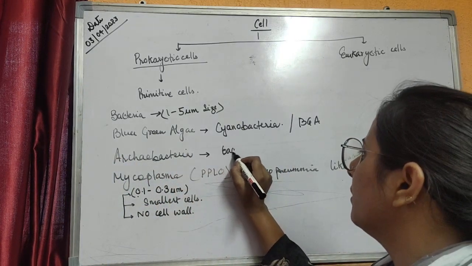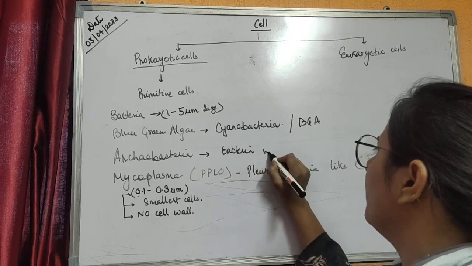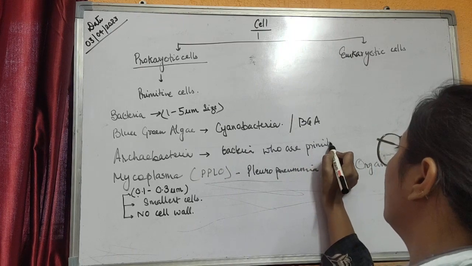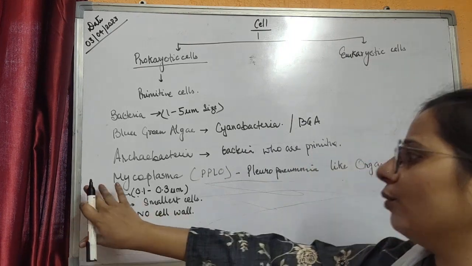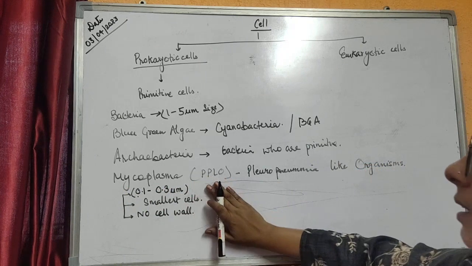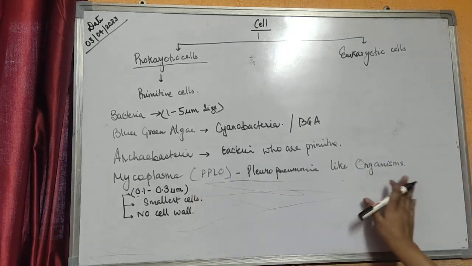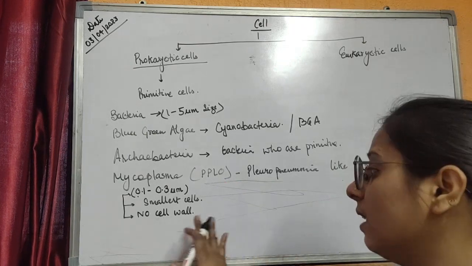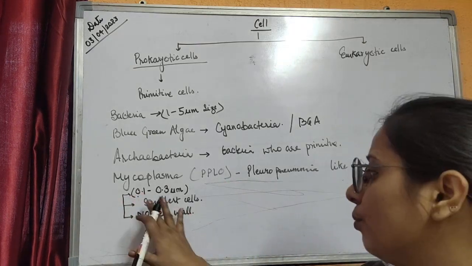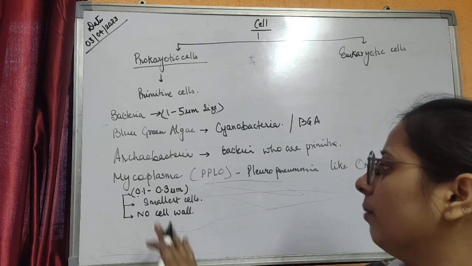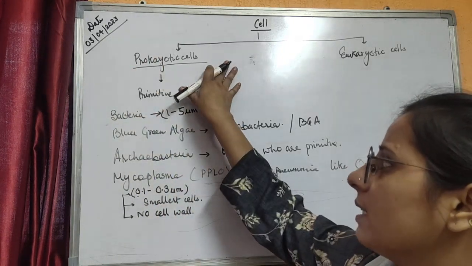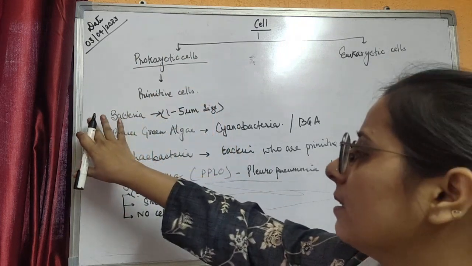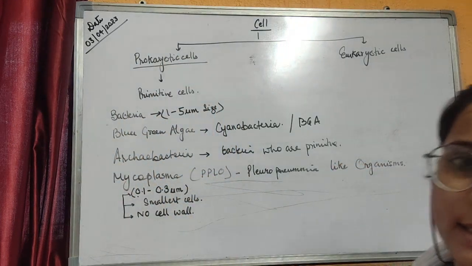bacteria which are primitive, and the fourth one includes the mycoplasma. These include pleuropneumonia-like organisms. These are the smallest cells and they don't have a cell wall, and they have a size of 0.1 to 0.3 micrometer. So the prokaryotic cells are the small primitive cells, and these include all these four categories.